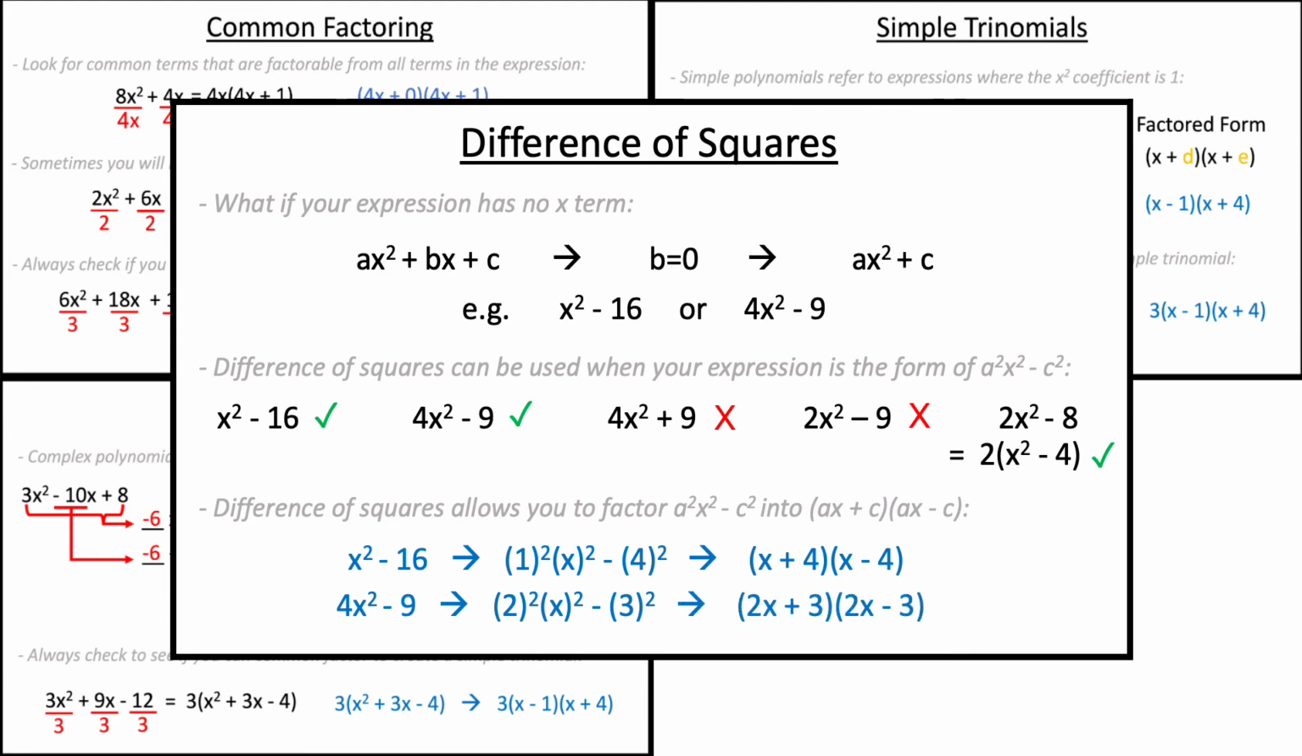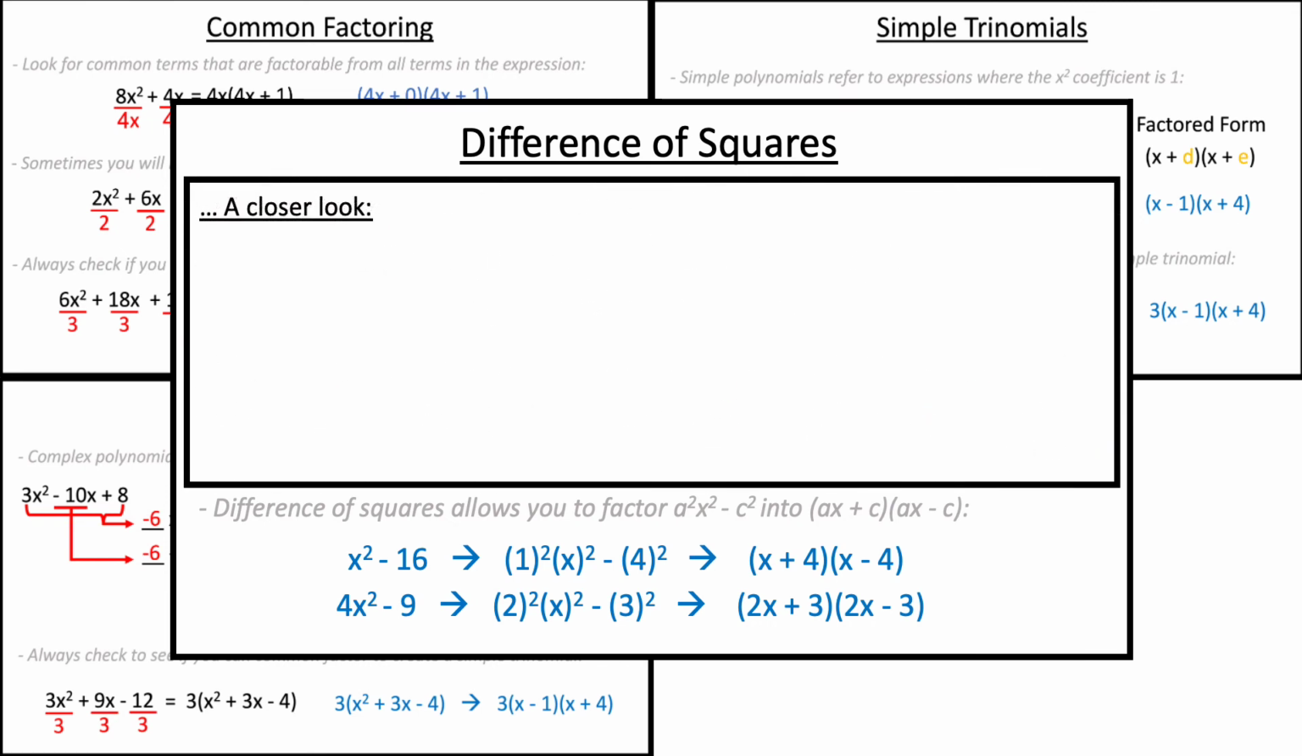And once again, we can simply follow this formula and create 2x plus 3 and 2x minus 3. And we've simply factored these. Now, the next question you might run into is, how does this actually work? How are we doing this jump? Well, let's go from factored form to standard form and see how this actually works.